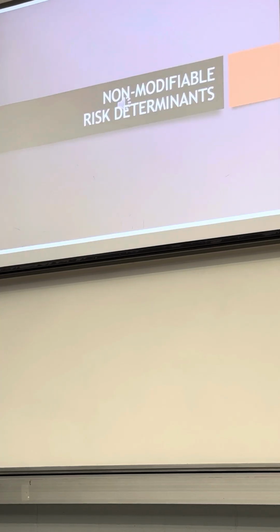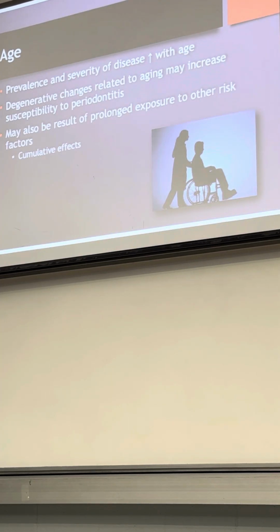All right, non-modifiable risk determinants. So age, the prevalence and severity of disease does increase with age. So when you have an older patient and you're looking at those boxes to check, age is one because they have been exposed to that environment for a longer period of time. So that's why age is one of those risk factors. Degenerative changes related to aging may increase the susceptibility to periodontitis. It may also result in prolonged exposure to other risk factors. So there's cumulative effects, and that's why age is a risk factor.